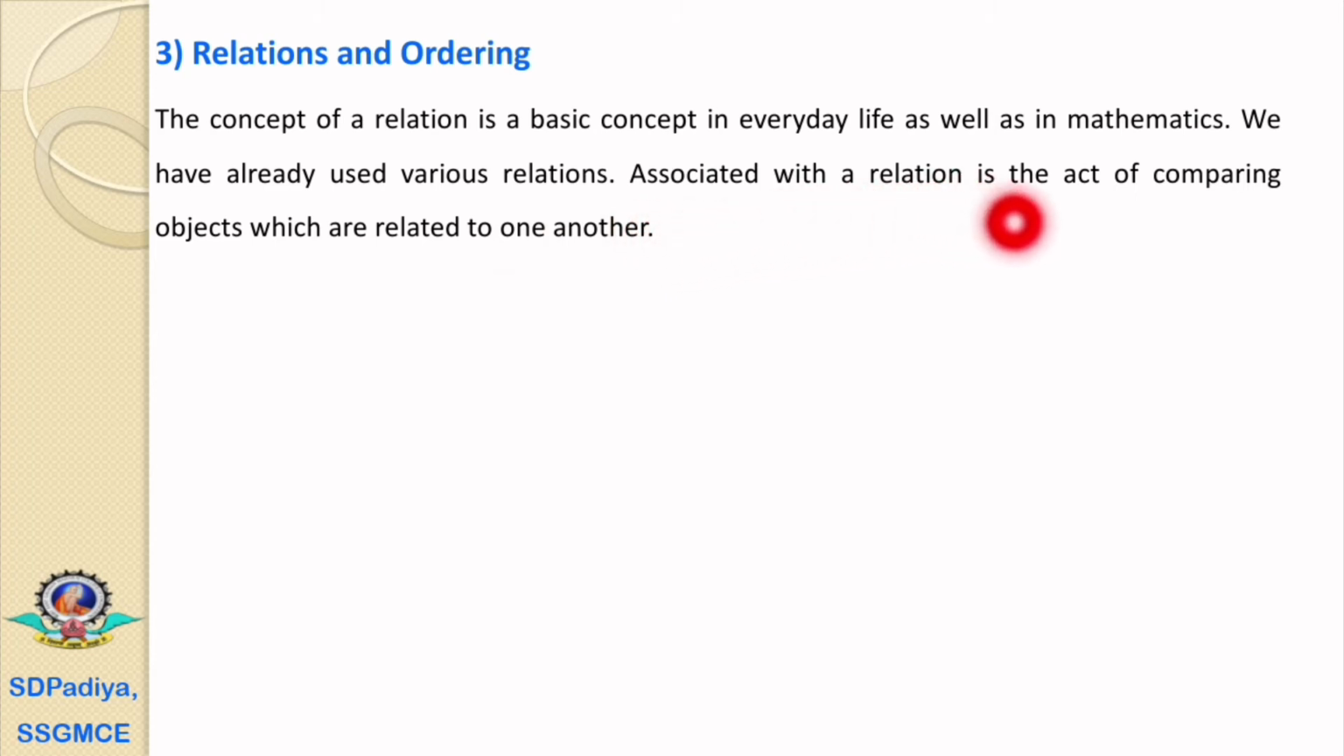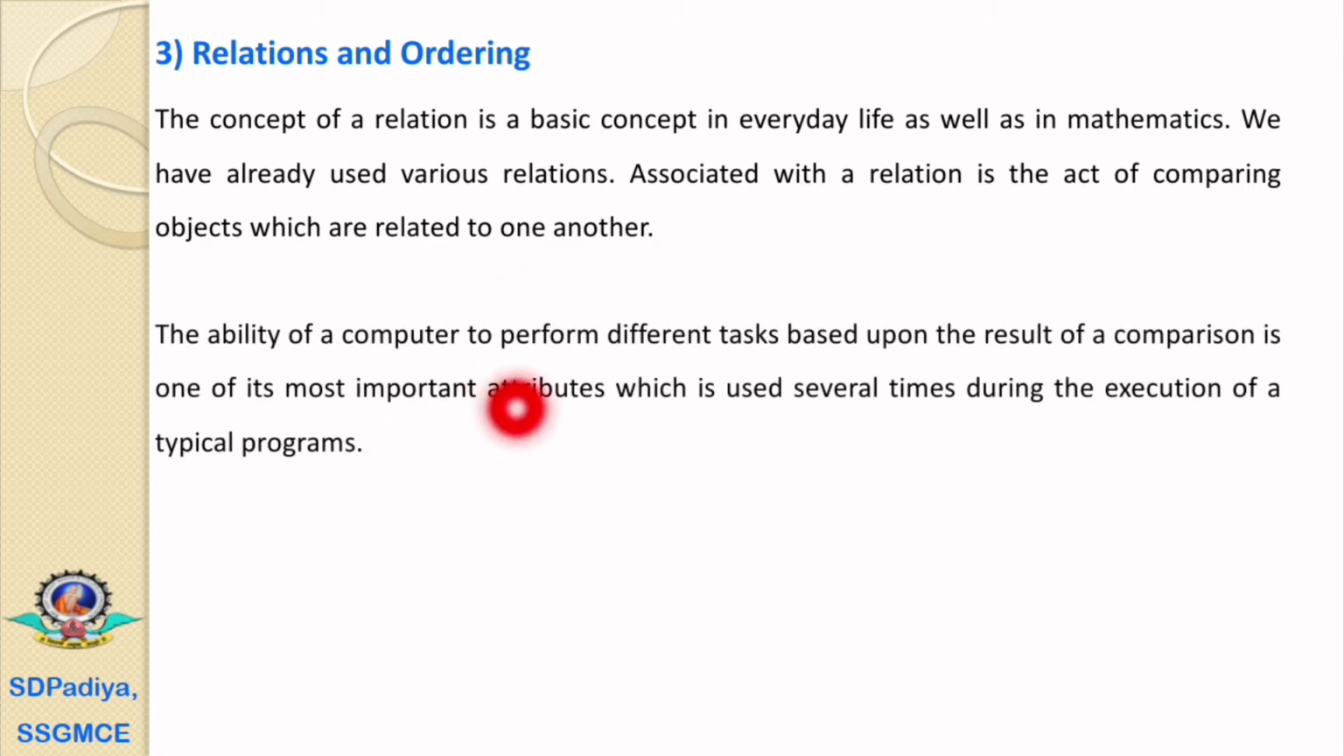Associated with a relation is the act of comparing objects which are related to one another. The ability of a computer to perform different tasks based upon the result of comparison is one of its most important attributes, which is used several times during the execution of typical programs. In programming, lots of times we have to compare two things, that A is less than 10 or A is greater than 10, A is equal to 10, and based on this condition we have to take the decision.